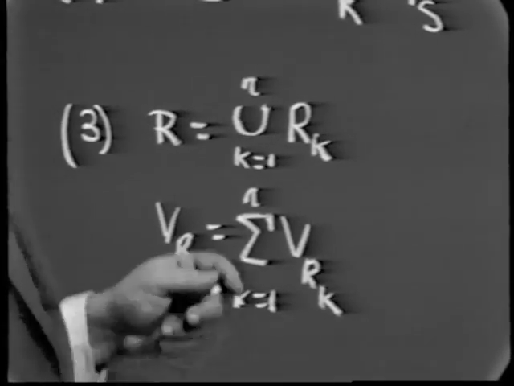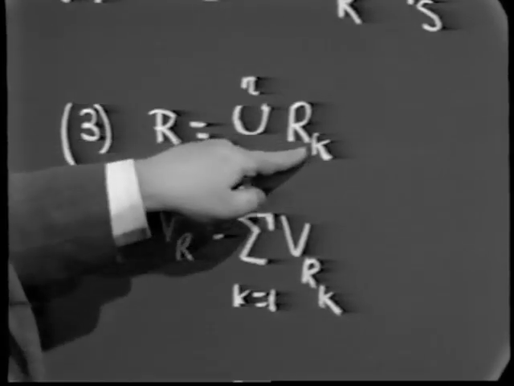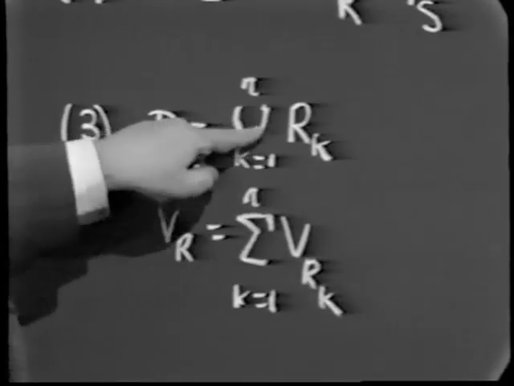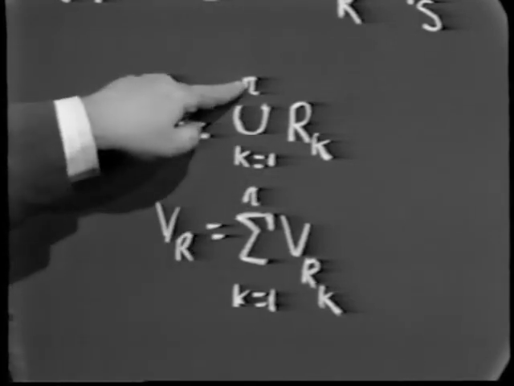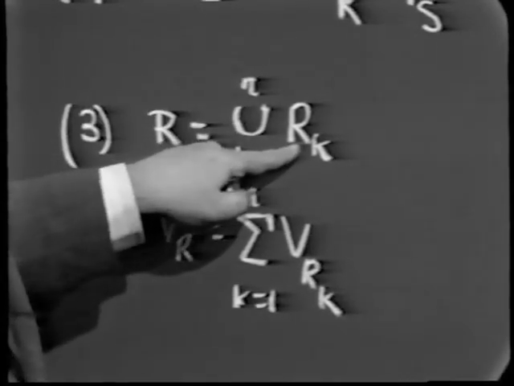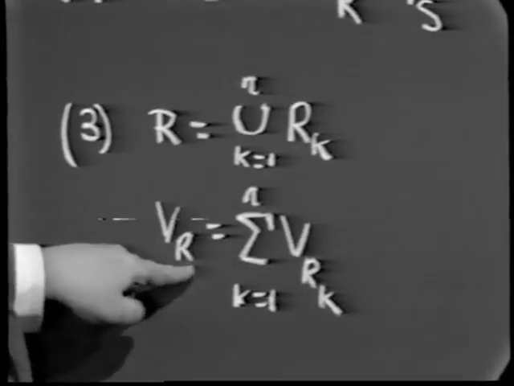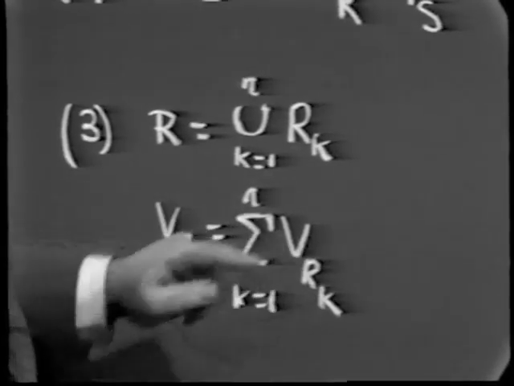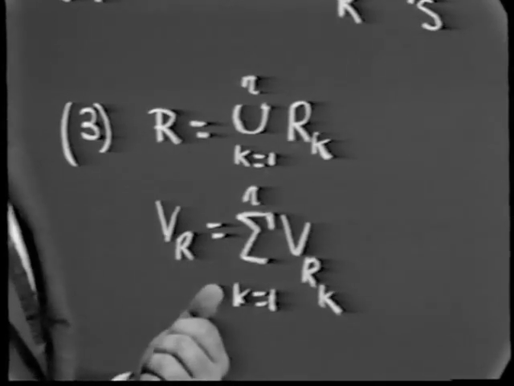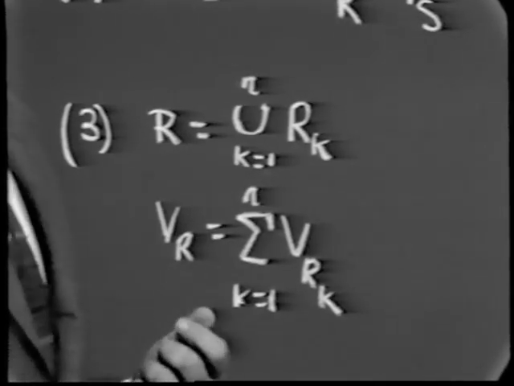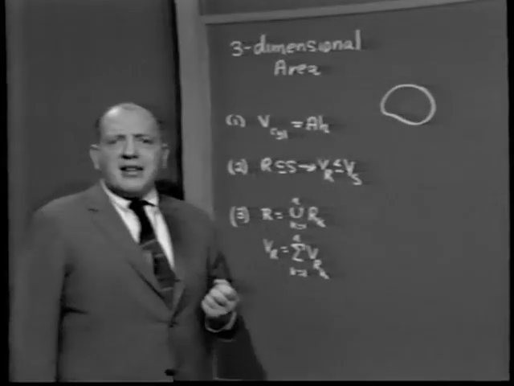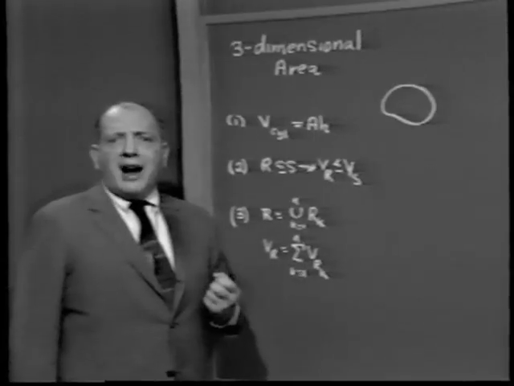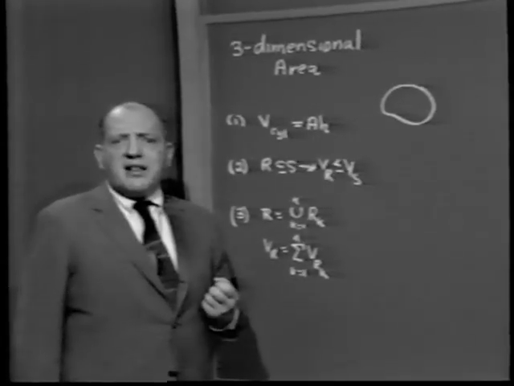We assume that if a region is made up of the union of n regions which do not overlap, notice the union notation here, the union of R sub 1 up to R sub n, and if the R's do not overlap, then the volume of the region R is the sum of the volumes of the constituent parts. Okay, in other words, notice that except for the fact that cylinder replaces rectangle, the basic axioms for studying volume are precisely the same as the axioms for studying area.